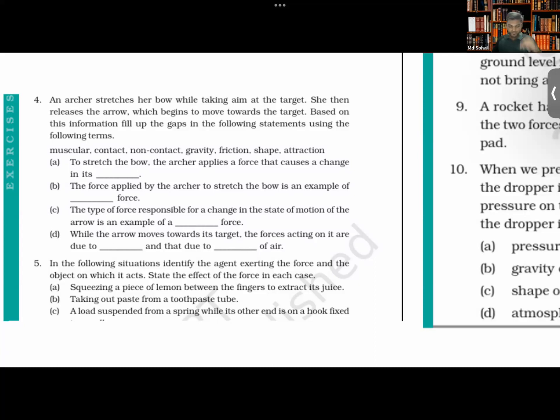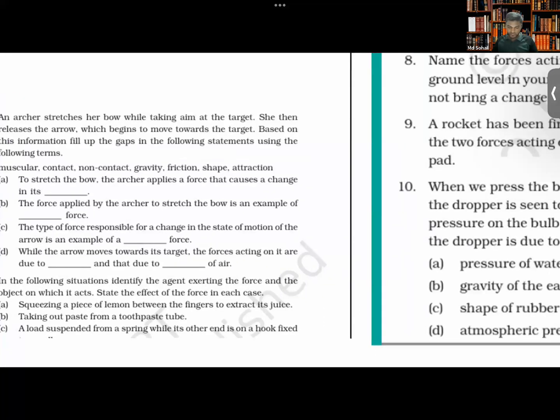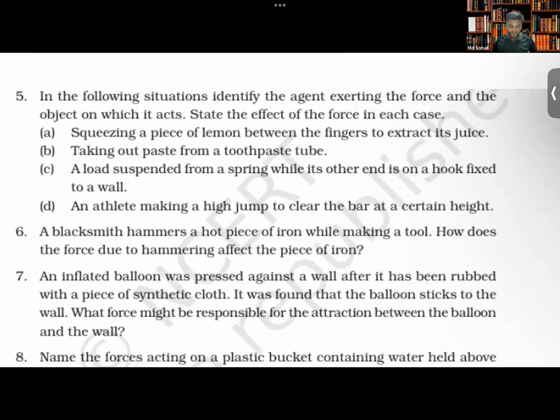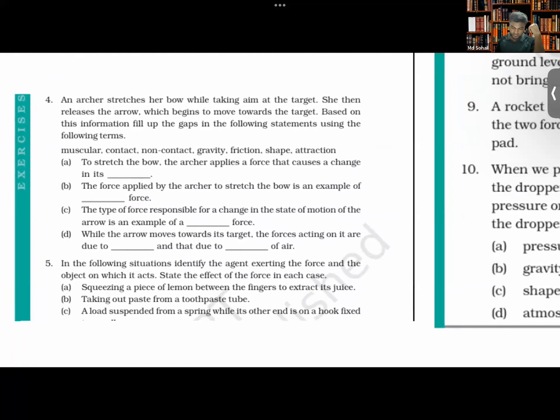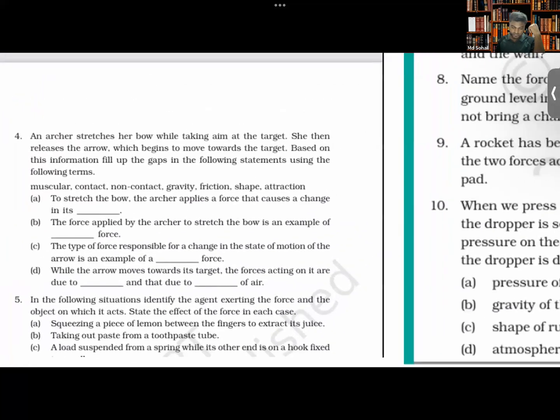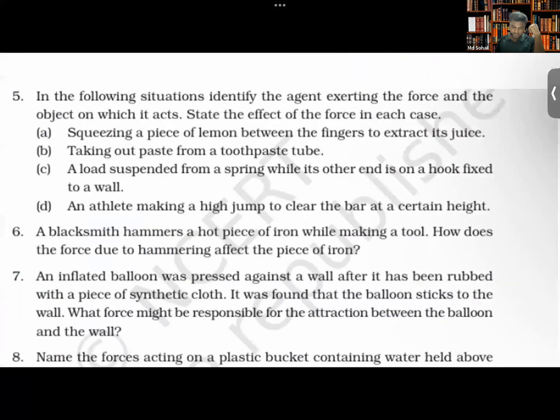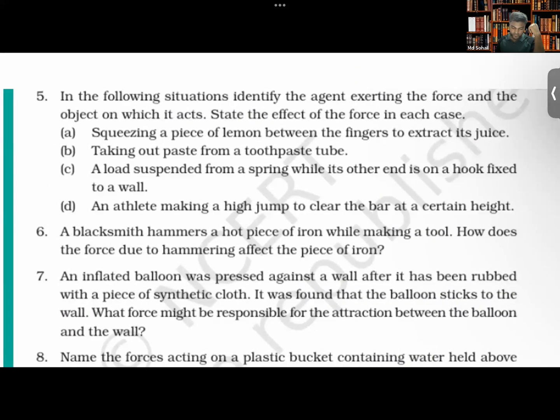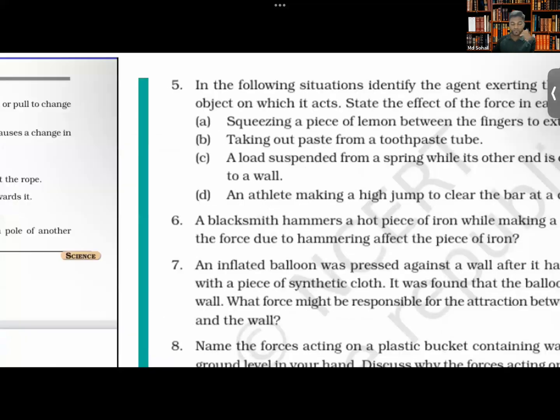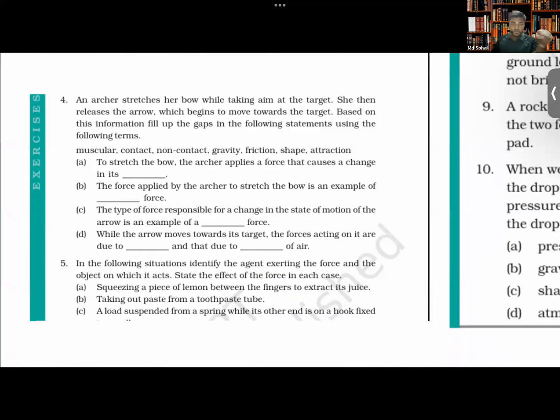Now there are a few more questions in it. C will be muscular force. The questions are incomplete here. That's a different question. We are still at question number 4. What about question number D, guys?